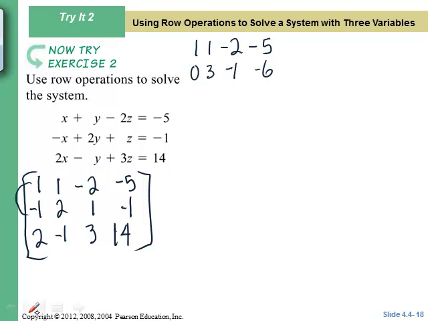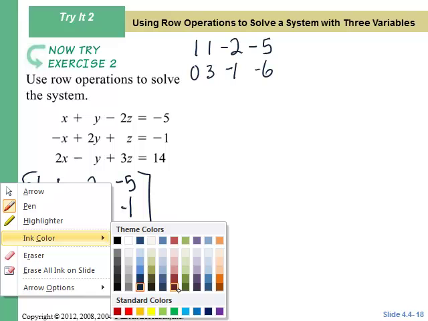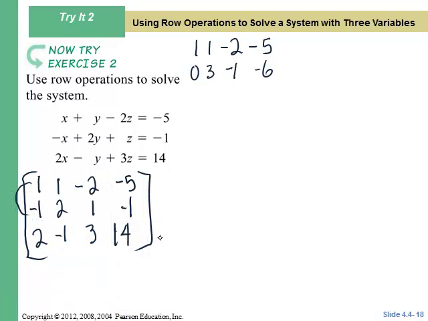Let's multiply the top row by negative 2 and add it to the last row. Negative 2 times 1 is negative 2. Add 2 is 0. Negative 2 times 1 is negative 2 minus 1 more is negative 3. Negative 2 times negative 2 is positive 4. Add 3 is positive 7. Negative 2 times negative 5 is positive 10. Add 14 is 24.